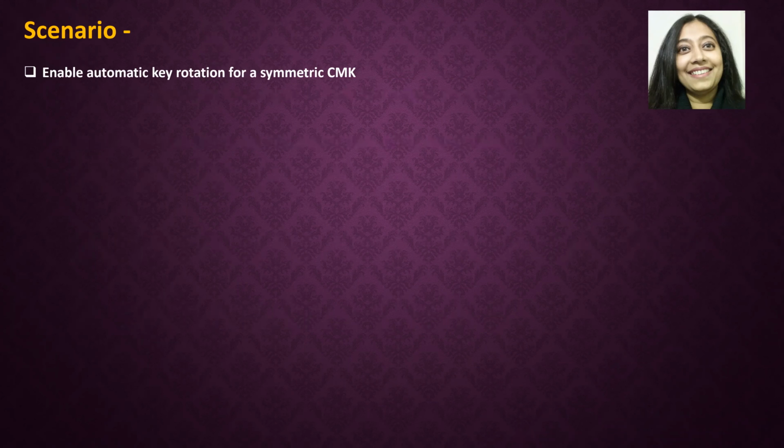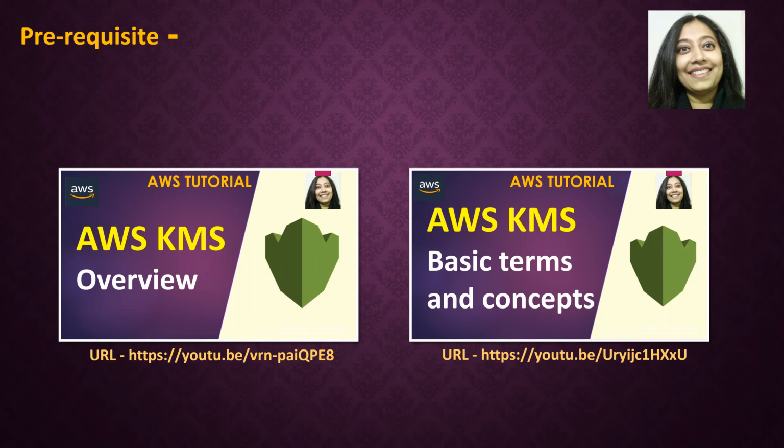Scenario for our lab today: we need to enable automatic key rotation for a symmetric CMK. The prerequisite for this hands-on lab is knowledge of AWS KMS. So if you don't know what this service is all about, please refer to these two tutorials that you can see on the screen. URLs to the tutorials are mentioned right at the bottom. I will also have them posted in the description of this video.